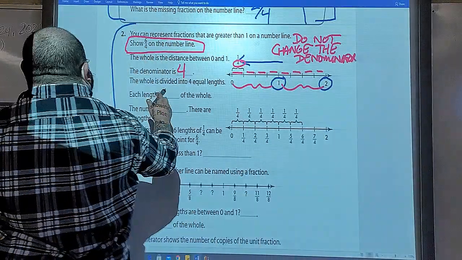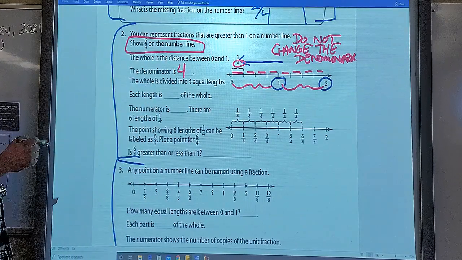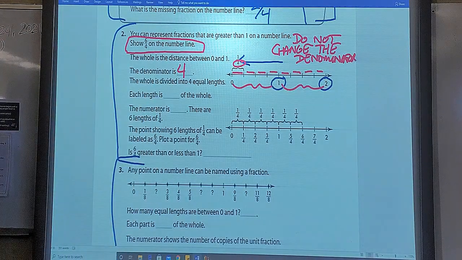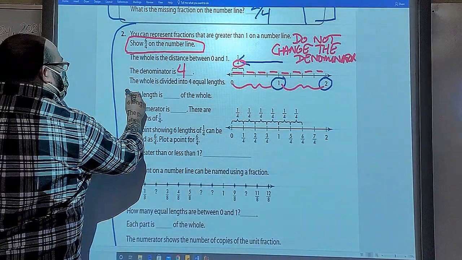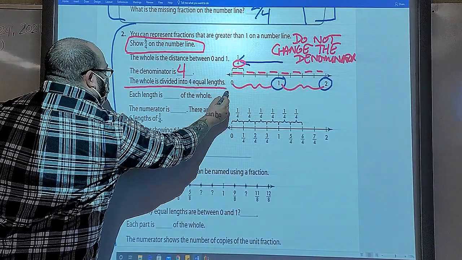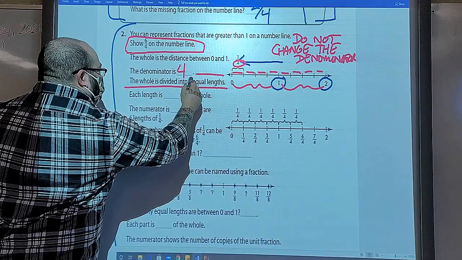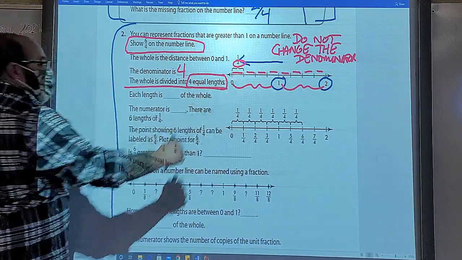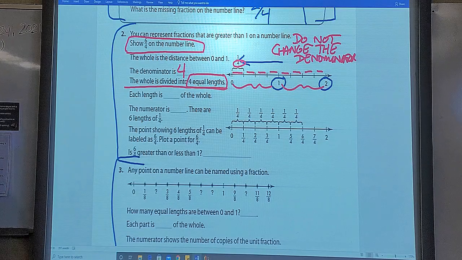Okay, so now it says the denominator is 4. And then they give you a hint. You guys are making your lives more difficult by not paying attention. They give you a hint. The whole is divided into 4 equal lengths. Just like I showed you right there, 4 equal lengths. They give you another hint.